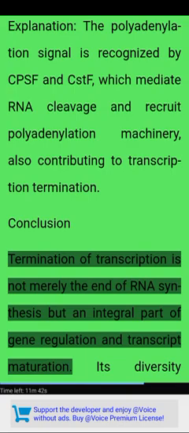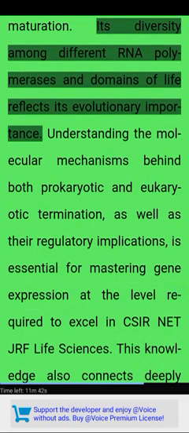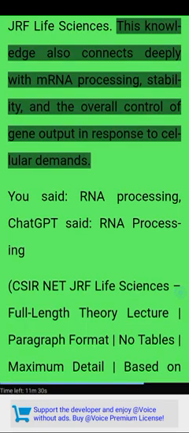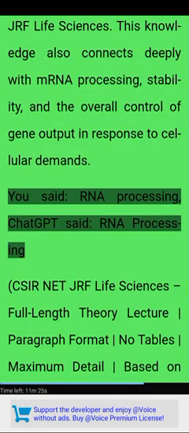Conclusion: termination of transcription is not merely the end of RNA synthesis but an integral part of gene regulation and transcript maturation. Its diversity among different RNA polymerases and domains of life reflects its evolutionary importance. Understanding the molecular mechanisms behind both prokaryotic and eukaryotic termination, as well as their regulatory implications, is essential for mastering gene expression at the level required to excel in CSIR NET JRF Life Sciences. This knowledge also connects deeply with mRNA processing, stability, and the overall control of gene output in response to cellular demands.